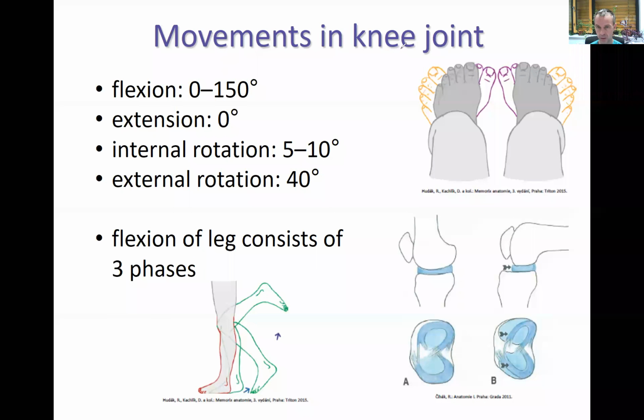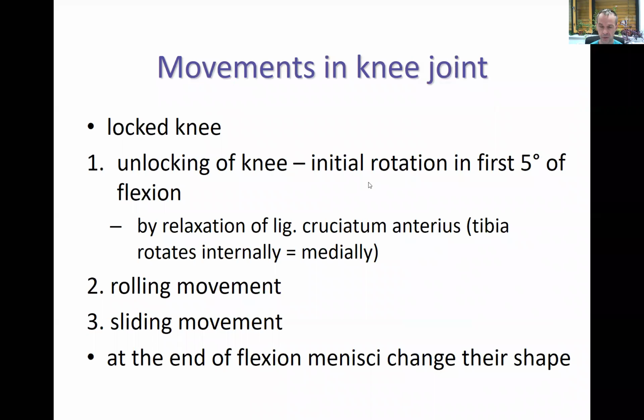So just to repeat, we start with the initial rotation, which unlocks the knee and relaxes the anterior cruciate ligament. Then the femur rolls and slides on the tibia, and at the end it a bit deforms the menisci.